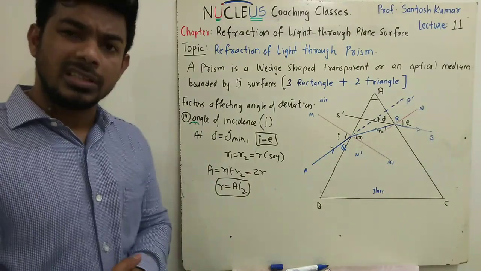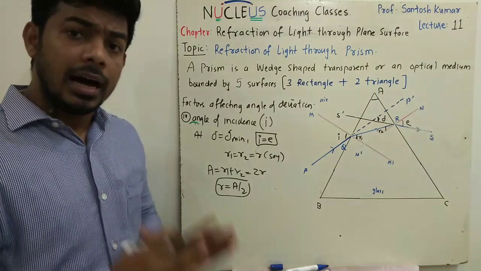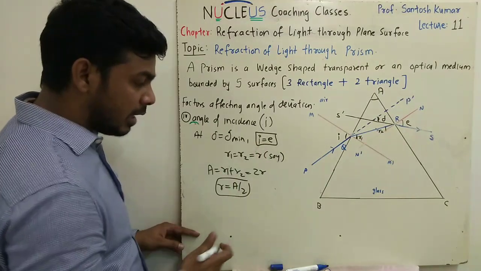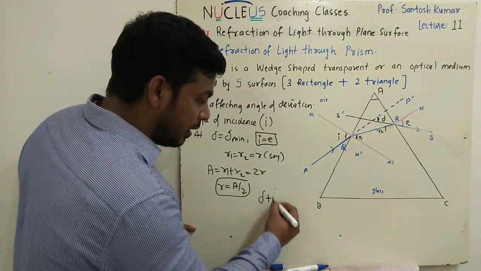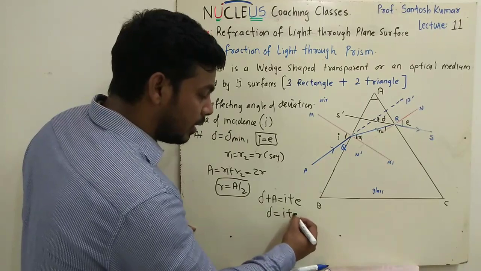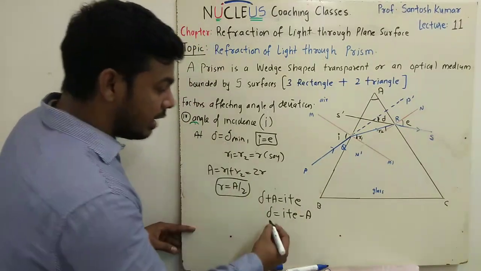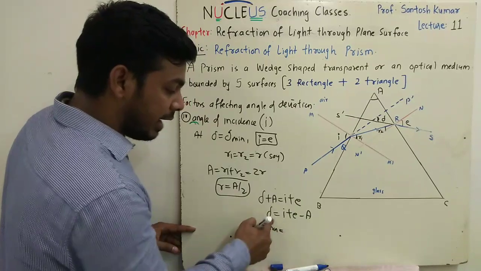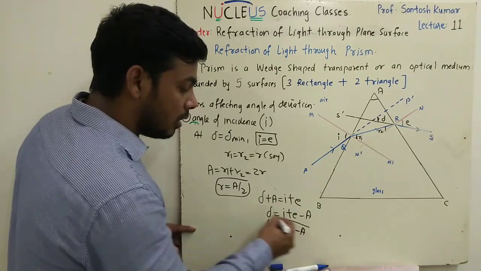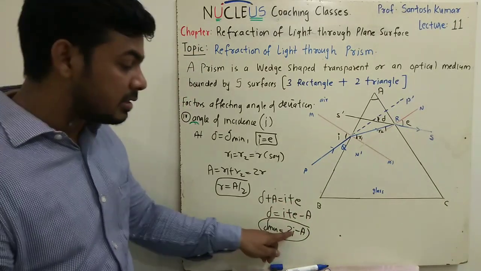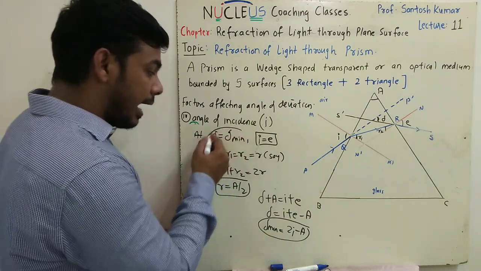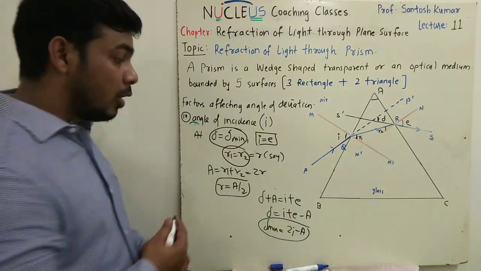It can be used to solve certain numericals only if it is asked in the question. So what happens at the angle of minimum deviation? I becomes E, R1 becomes R2, and if I write the formula δ plus A, which was I plus E, so here δ will be I plus E minus A. If I write δ as δ minimum, I becomes E, so I plus I will be 2I, so the minimum deviation will be 2I minus A. One more important thing to remember: at the angle of minimum deviation, R1 becomes equal to R2.